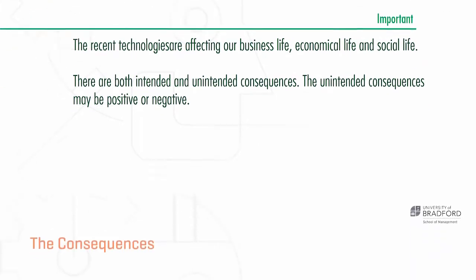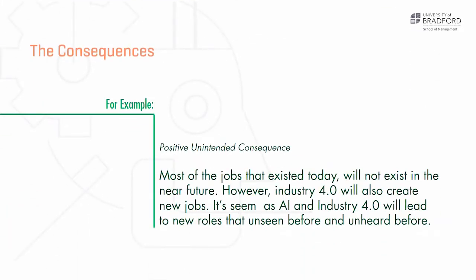An example of positive unintended consequences is that Industry 4.0 will evidently remove most of the jobs that we are doing at the moment. According to the research, almost 60 to 70% of the jobs that exist today will not exist in the near future. Evidently, Industry 4.0, similar to other industrial revolutions, will also create new jobs.